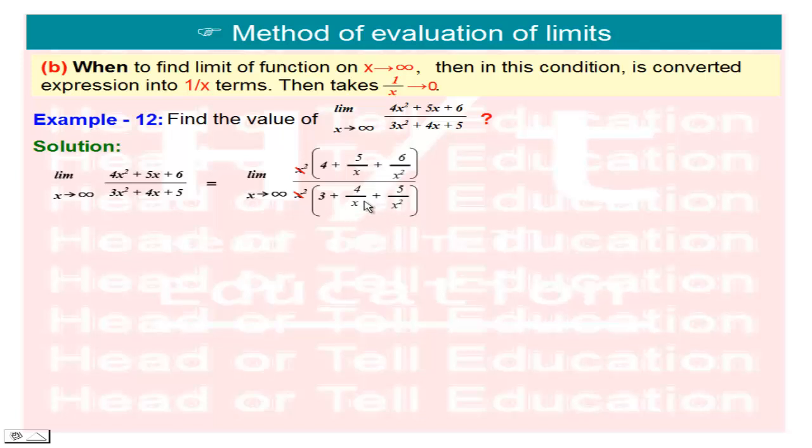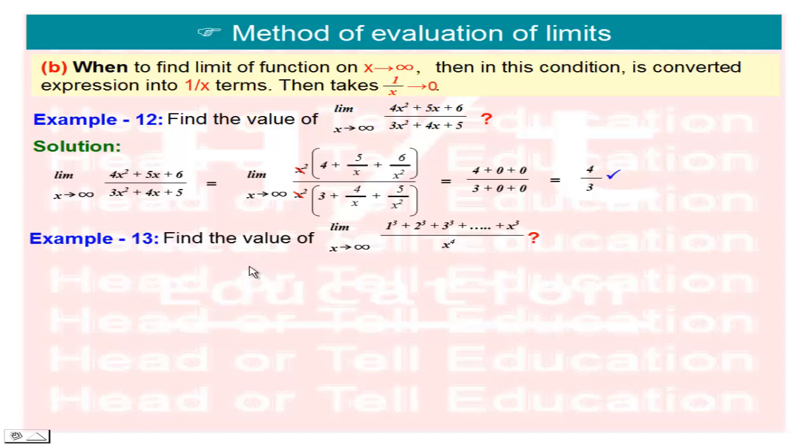Because here I have converted x tends to infinity to 1 by x, you have to take 1 by x equal to 0. So I put the value 1 upon x equal to 0. After that we get 4 plus 0 plus 0 divided by 3 plus 0 plus 0, which equals 4 by 3. This is the answer.